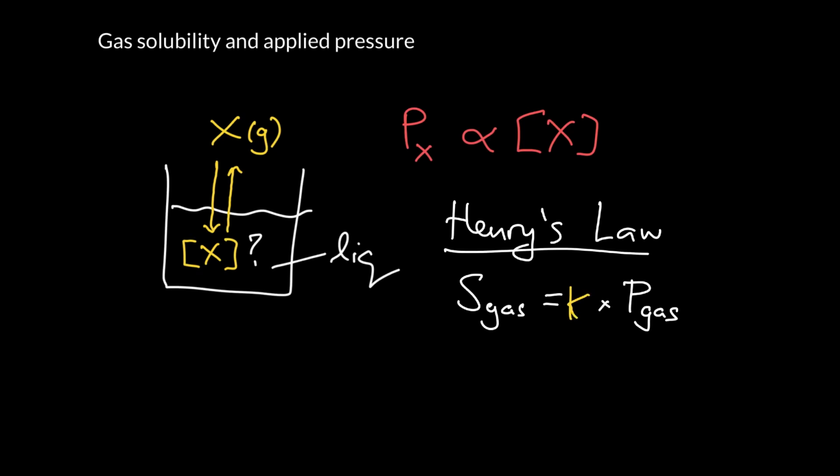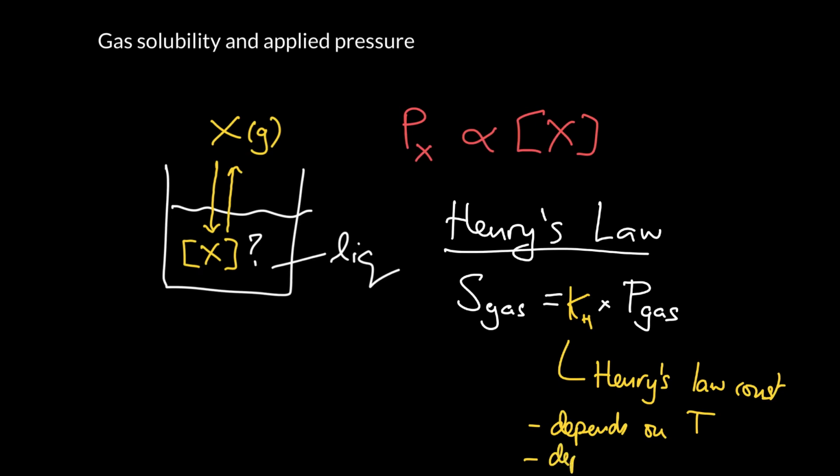I'm going to write that in a different color, and that constant we call K sub H, and the H stands for Henry. So this is referred to as the Henry's law constant, and it depends on the temperature, and it depends on the identity of the gas, and it depends on the identity of the solvent, the thing that the gas is dissolving in. So it really depends upon a lot of stuff. If we know the gas, the temperature, and the solvent, then we can look this constant up, and then we can relate one thing to the other.